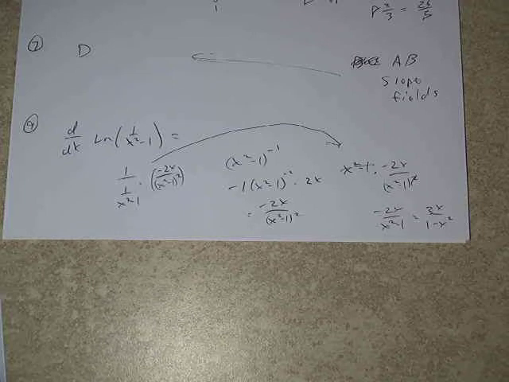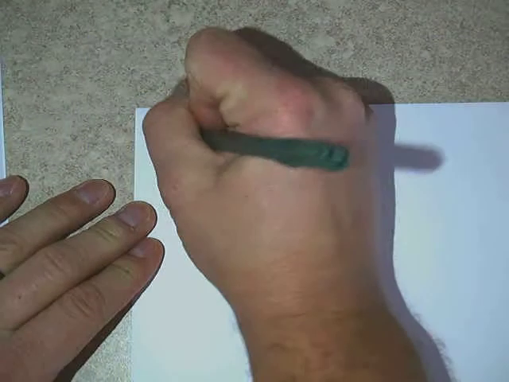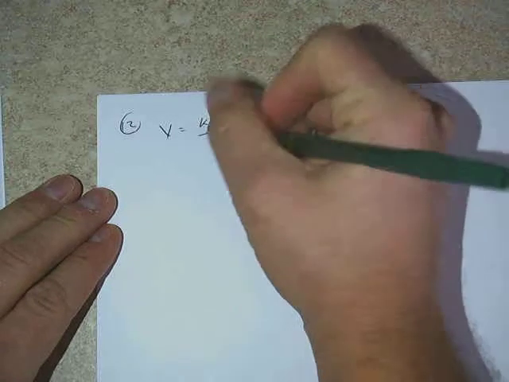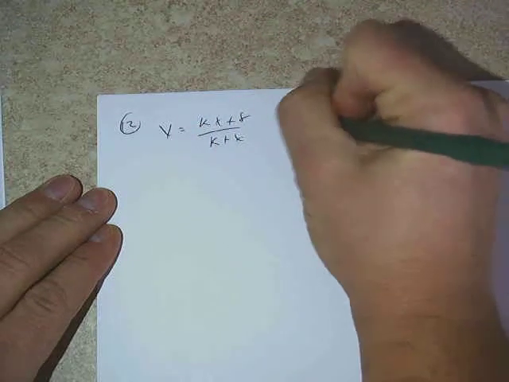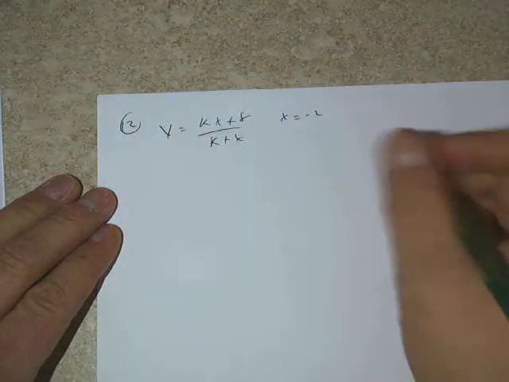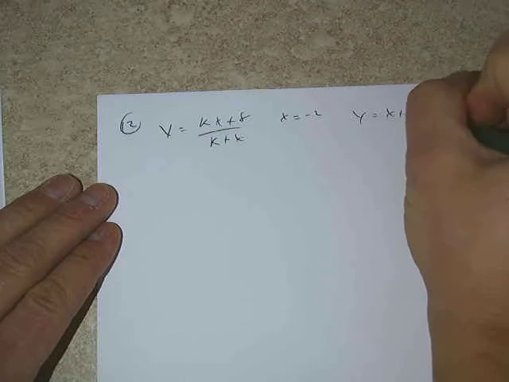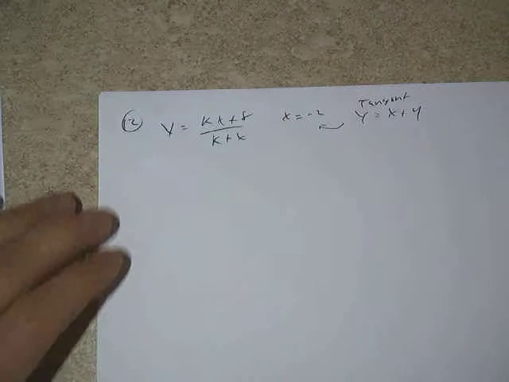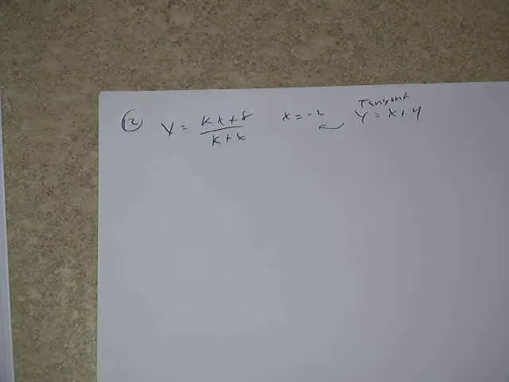What about anything up to 14 at this point? 12. On 12, we have the equation of the line tangent to the curve y equals kx plus 8 over k plus x, because x is negative 2. So at this particular point, the tangent line is y equals x plus 4. So this is the tangent line at that point. And the bottom line here is, what is the value of k?